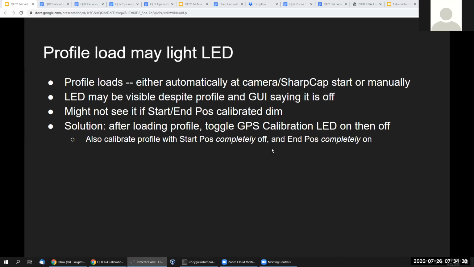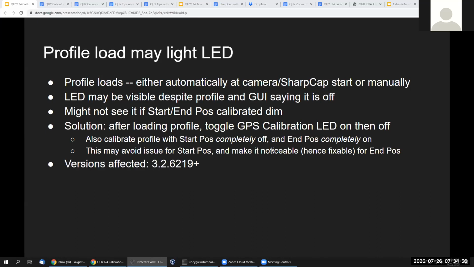Another way to help avoid this is to make sure start pause is completely off, not just partially off, when you calibrate. And similarly with end pause, you might see it, but if you bring end pause down, which we mentioned earlier, it may not avoid the bug, but at least you'll very much see it and be aware of it to work on.